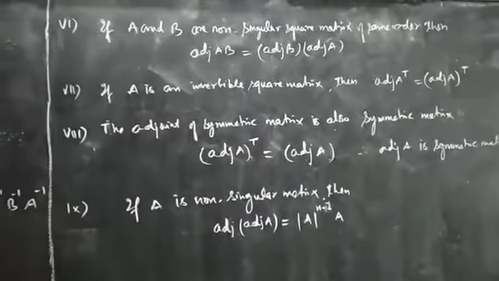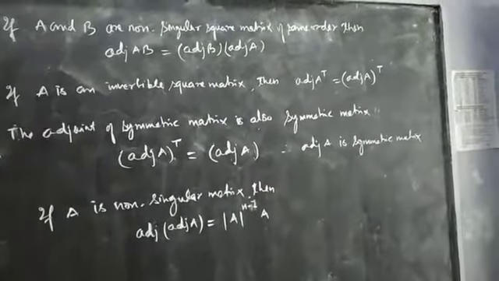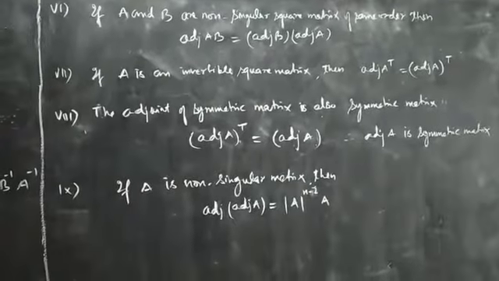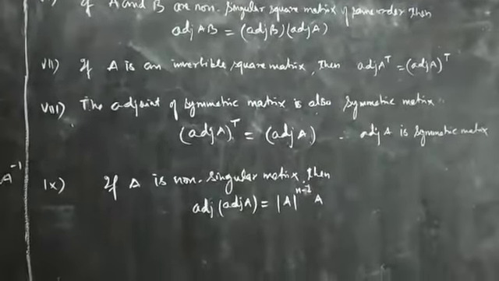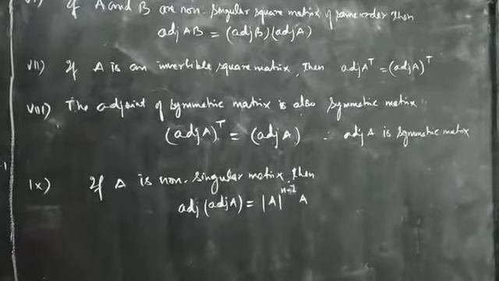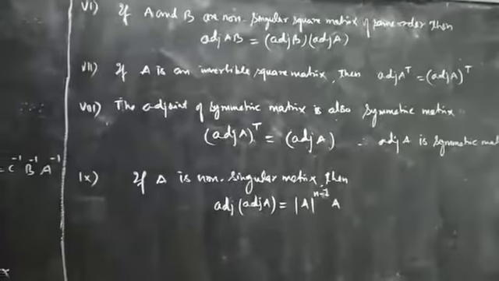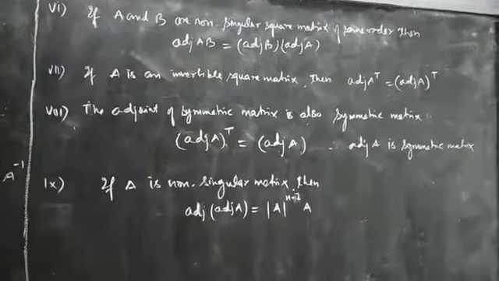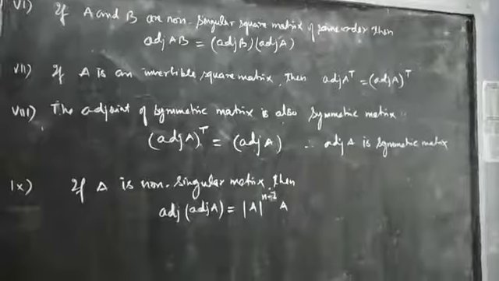Seventh, if A is an invertible square matrix, then adjoint of A transpose is equal to transpose of adjoint A. Eighth, the adjoint of a symmetric matrix is also a symmetric matrix: transpose of adjoint A is equal to adjoint A, so adjoint A is a symmetric matrix. Ninth, if A is a non-singular matrix, then adjoint of adjoint A is equal to determinant of A power n minus 2 into A.